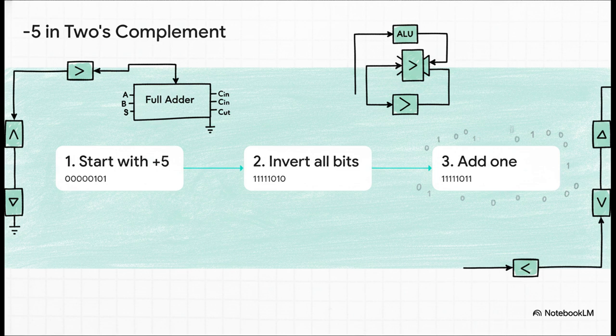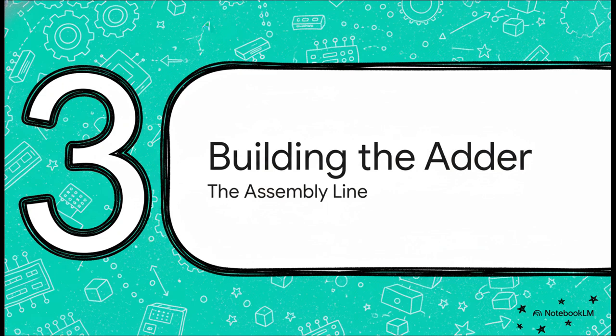That specific pattern of 1s and 0s is how a computer internally represents -5. Okay, we have our numbers and we have our routing. It's finally time to build. We are going to construct the circuit that does the most fundamental operation in all of computing, addition.